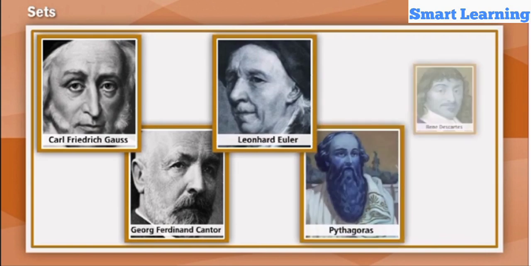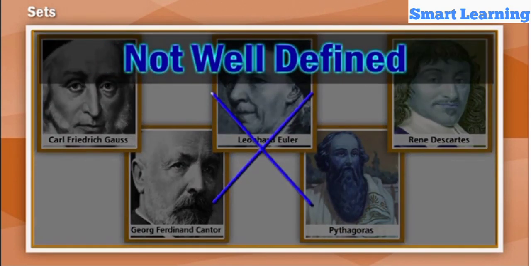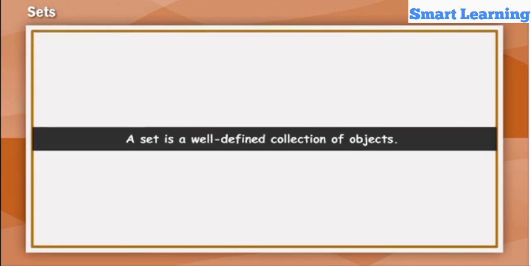The collection of 5 most renowned mathematicians of the world is not well defined, because the criterion for determining a mathematician as most renowned may vary from person to person. Thus, it is not a well-defined collection. We shall say that a set is a well-defined collection of objects.